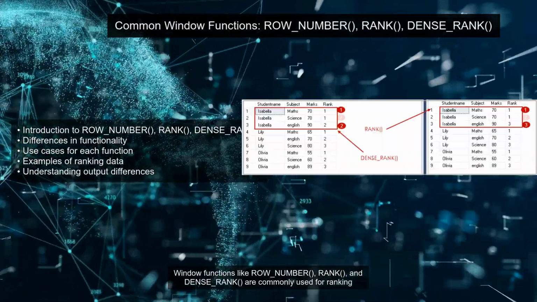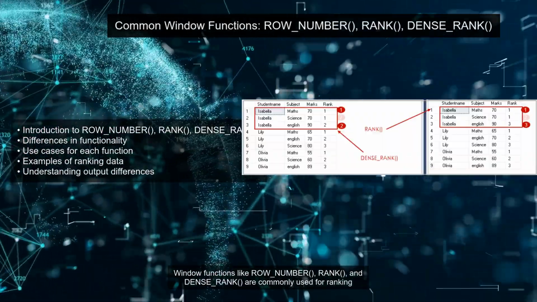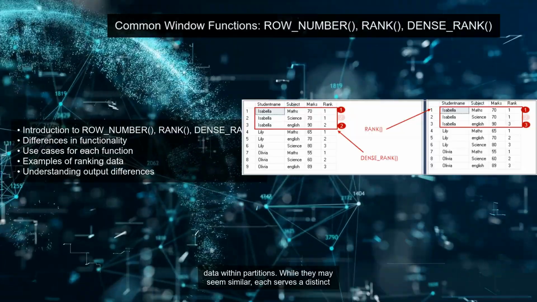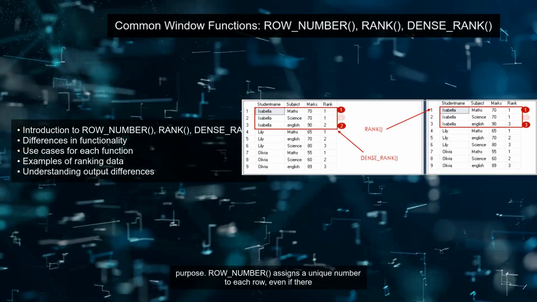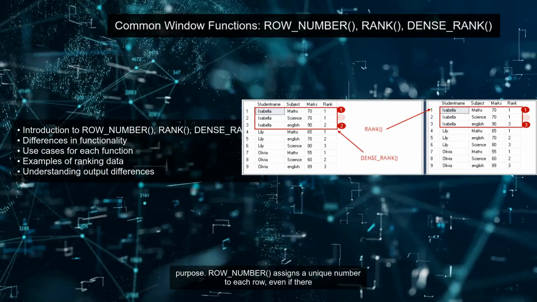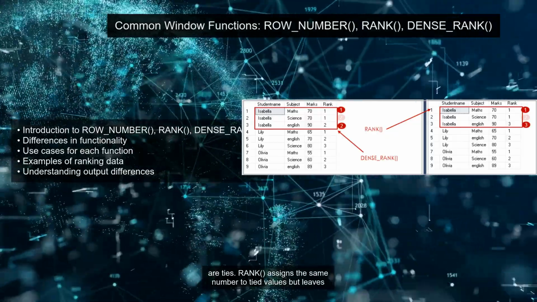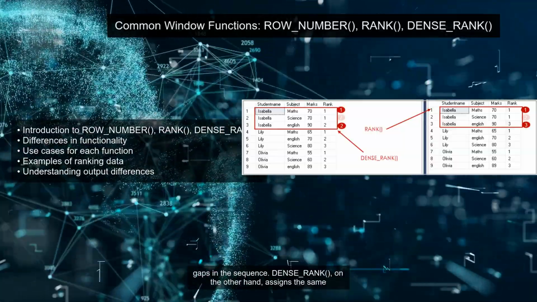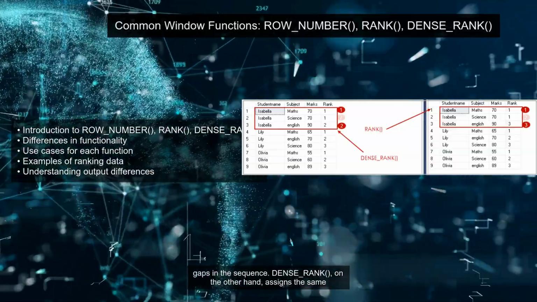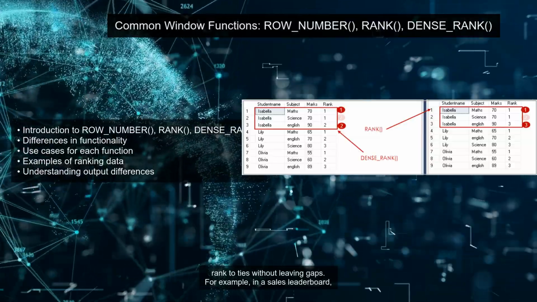Window functions like ROW_NUMBER, RANK, and DENSE_RANK are commonly used for ranking data within partitions. While they may seem similar, each serves a distinct purpose. ROW_NUMBER assigns a unique number to each row, even if there are ties. RANK assigns the same number to tied values but leaves gaps in the sequence. DENSE_RANK, on the other hand, assigns the same rank to ties without leaving gaps.